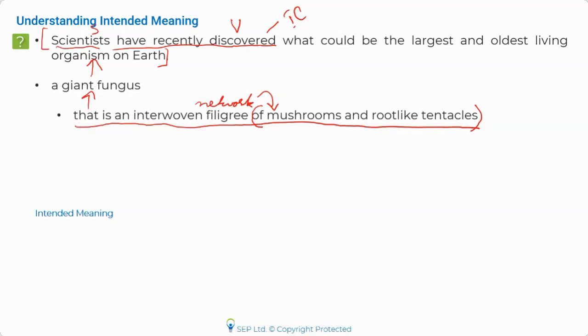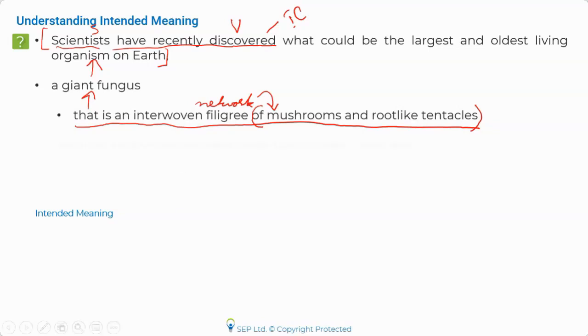We haven't come to that part yet, but this is typically a flexible modifier. The portion from giant fungus till tentacles is a flexible modifier, and it is modifying the noun organism that is there in the clause. The typical structure of a flexible modifier is a noun plus the noun modifier. The noun is giant fungus, and the portion that starts with an interwoven is the noun modifier. Great. Wonderful. All of you are clear on that. All right. Let me now move ahead.